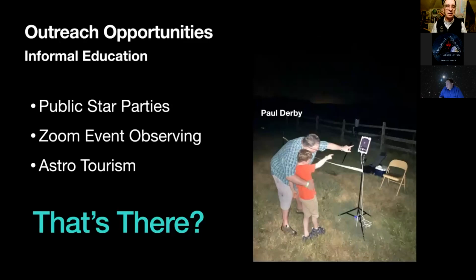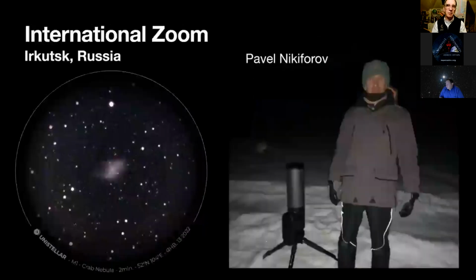So I find it's a really powerful way to do deep sky objects with the public. It's fast. As I said, international Zoom. Here's a colleague of mine, Pavel Nikiforov, at the Irkutsk Astronomical Observatory. He just got one. I worked with him to get one. And this is his first light picture, his M1, just 2 minutes in, but he's got the tripod way down.